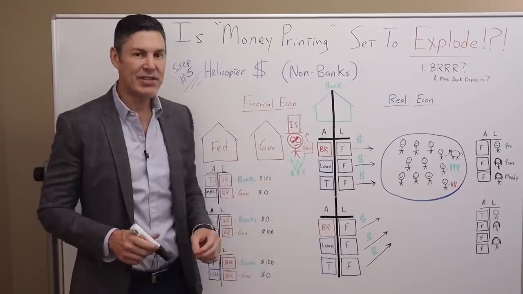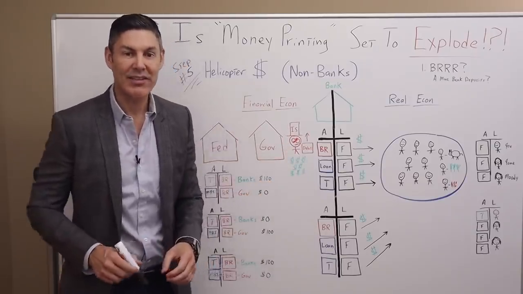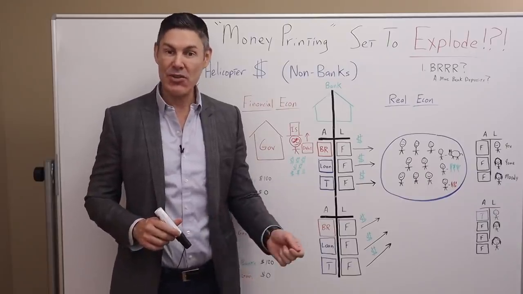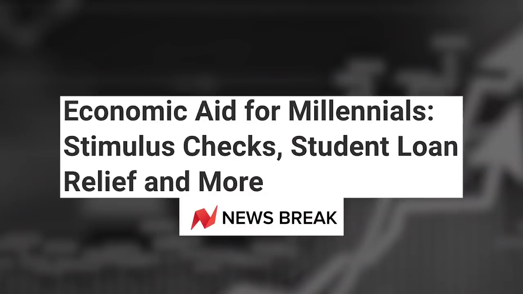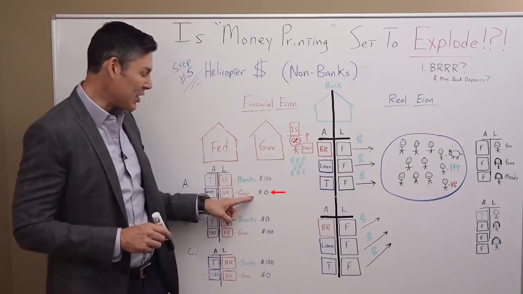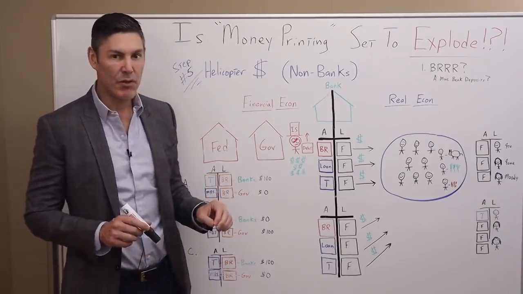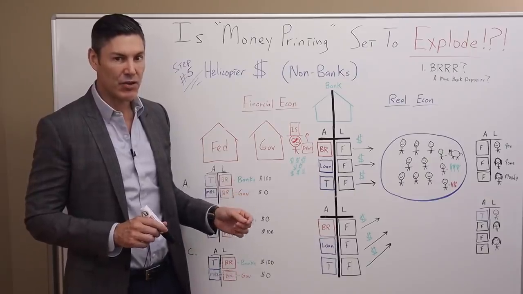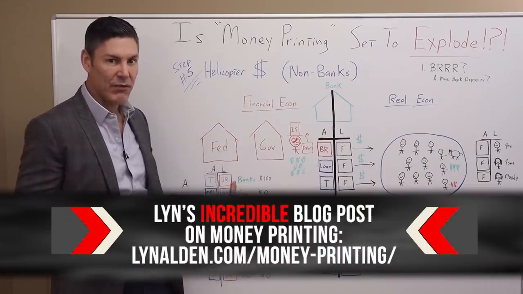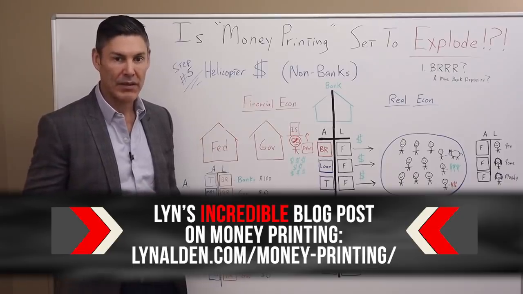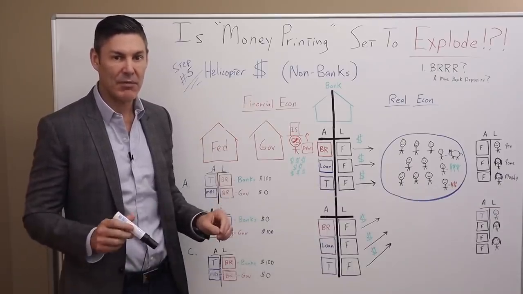So your drunk, insolvent Uncle Sam comes along and says, I need to buy some votes. And the easiest way to do that is send stimulus checks to millennials. The problem is Sam doesn't have anything in his account at the Fed. You see, the commercial banks, most of them, and the Treasury has an account at the Fed just like you have an account with your local bank. It's a deposit account, the very same thing.